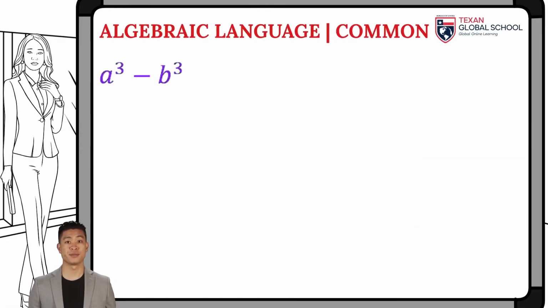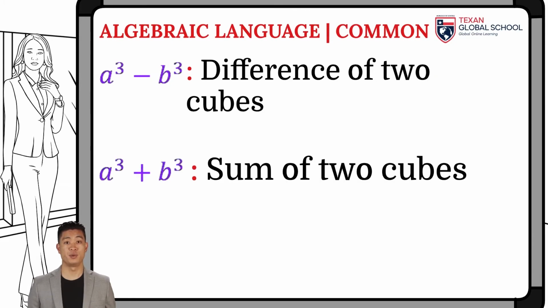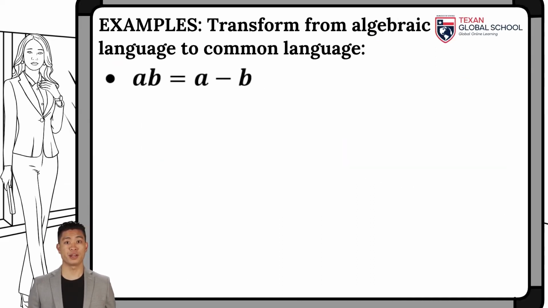A cubed minus b cubed is the difference of two cubes. Finally, a cubed plus b cubed is the sum of two cubes. Let's look at some examples. We will transform from algebraic language to common language.